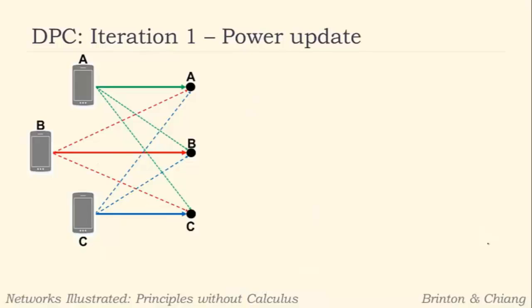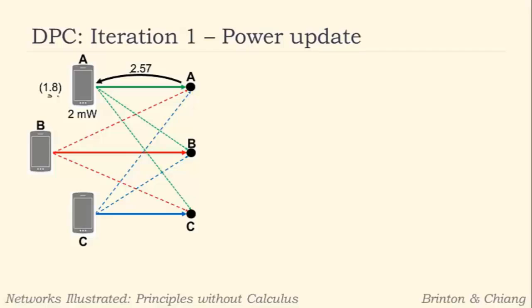So now we move on to the first iteration and we'll do the power update given those SIR values. We can start at A, and we see that A's receiver is going to feed back that value of 2.57, and A is going to look at it and adjust its transmit power of 2 milliwatts by looking at the desired SIR, which is 1.8. So let's look at 2.57 versus 1.8. 2.57 is higher, which means right now the signal to interference ratio is too high.